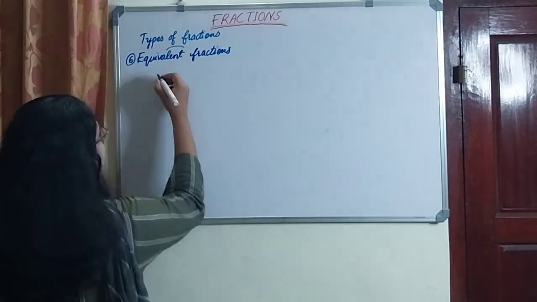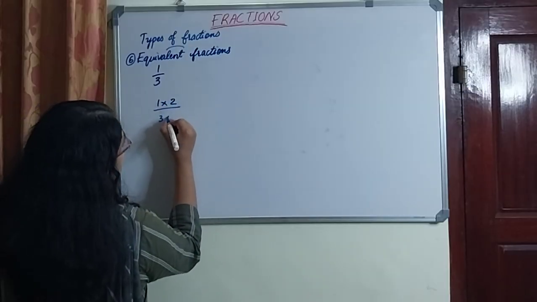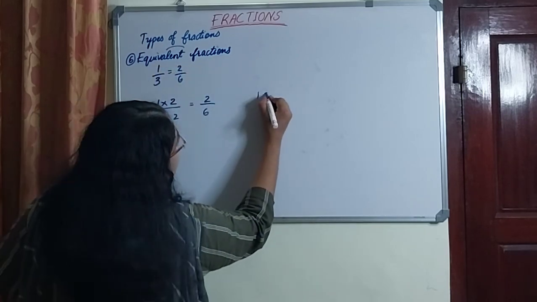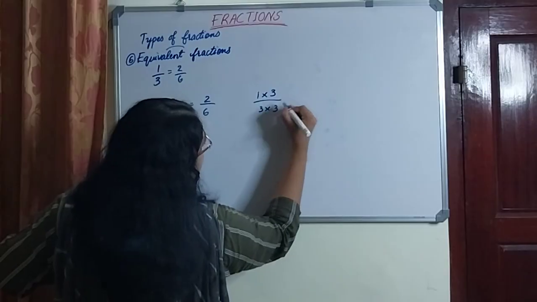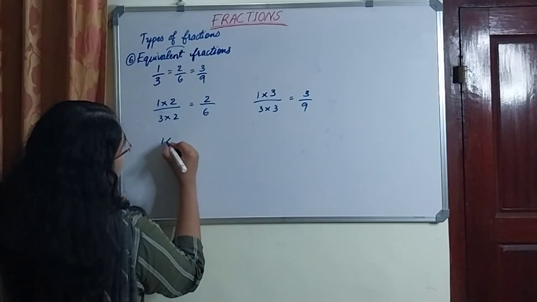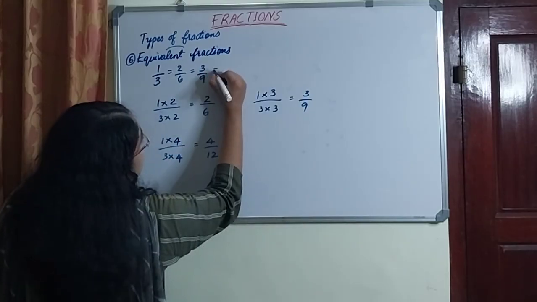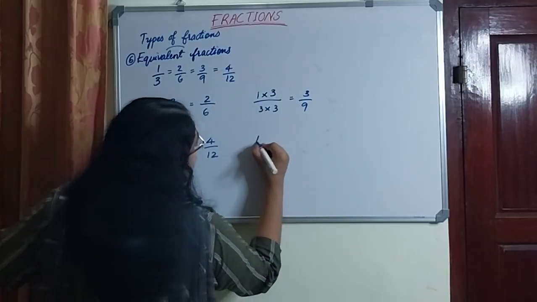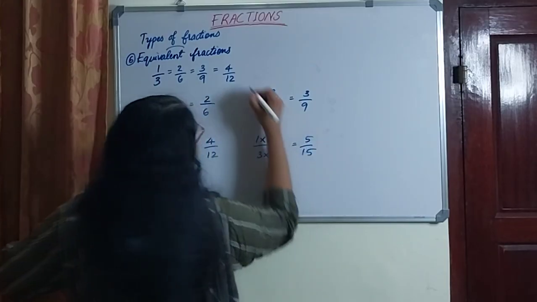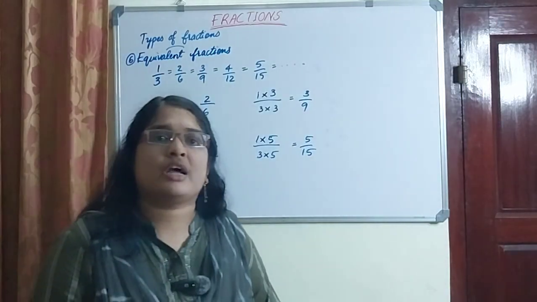Another example is 1 by 3. We can write equivalent fractions of 1 by 3. 1 into 2, 3 into 2. We get 2 by 6. This is equal to 2 by 6. 1 into 3, 3 into 3. We get 3 by 9. This is equal to 3 by 9. Again, 1 into 4, 3 into 4. We get 4 by 12. This is equal to 4 by 12. Again, 1 into 5, 3 into 5. We get 5 by 15. Like this, we can write infinite number of equivalent fractions of 1 by 3.